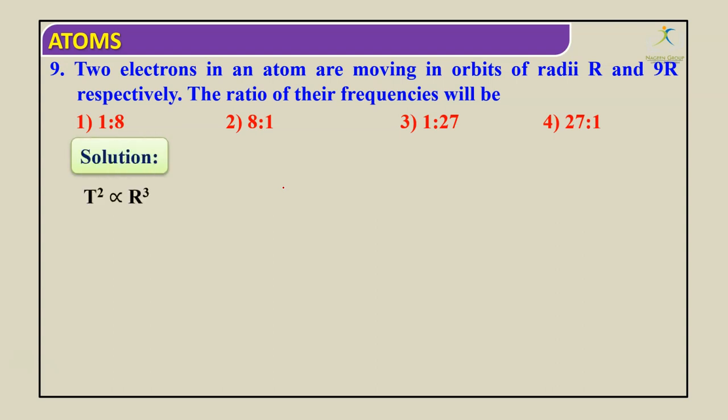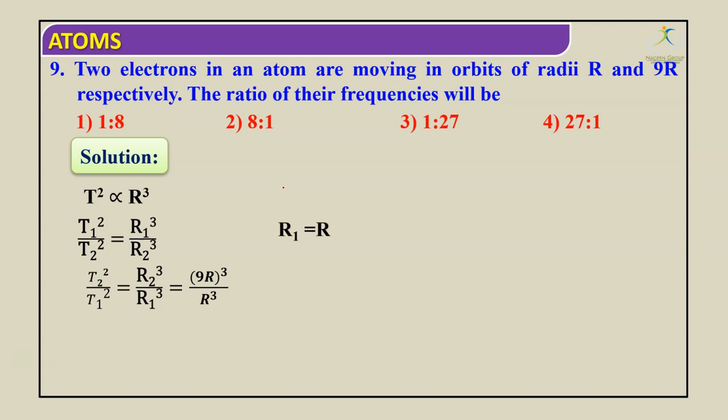So the solution part: T square is proportional to r cube. T1 square by T2 square equals R1 cube by R2 cube. T2 square by T1 square equals R2 cube by R1 cube, which equals 9r whole cube by r cube. So R1 equals r, R2 equals 9r. We just put this value and get the value of T2 by T1 equals 27 by 1.